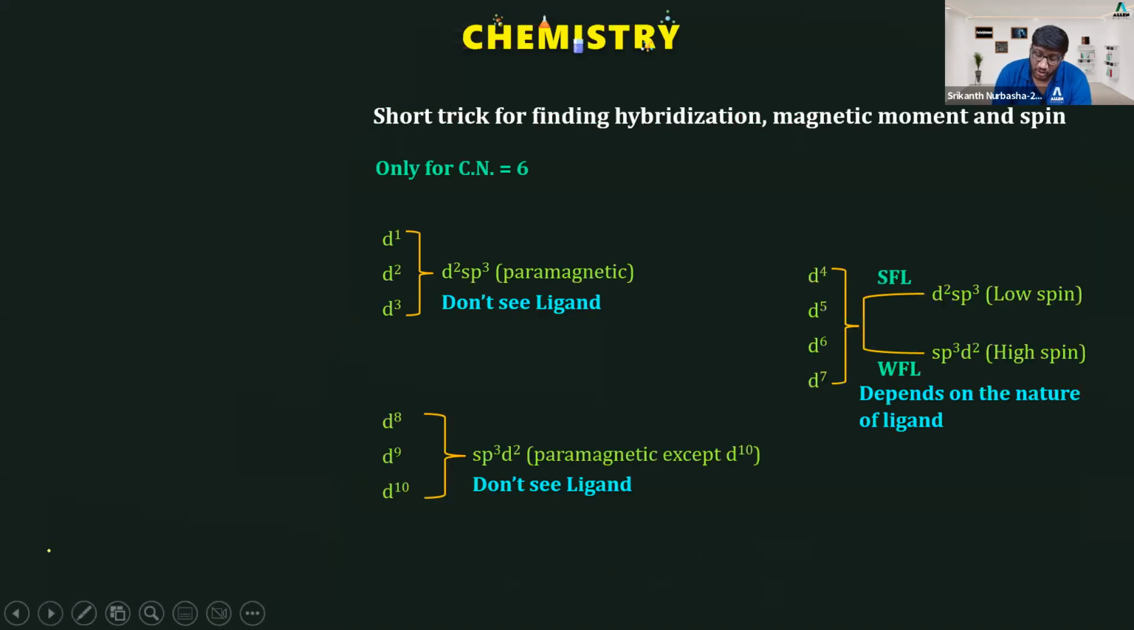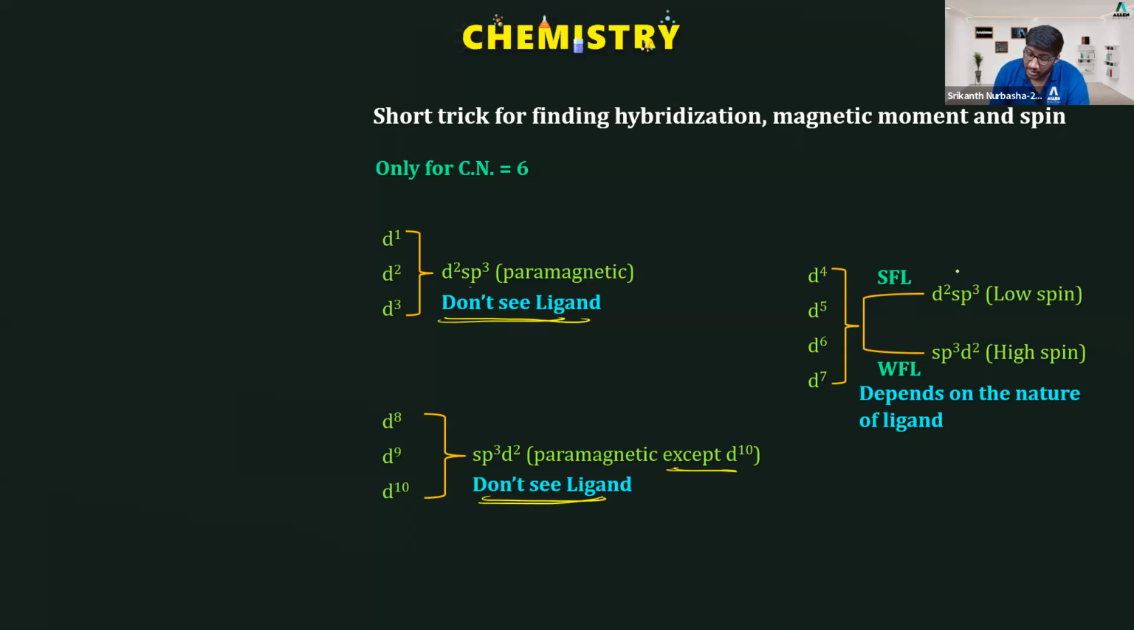This is a short trick for finding hybridization, magnetic moment and spin. For d1, d2, d3, the hybridization is d2sp3 and the complex is paramagnetic. You don't need to see the ligand. For d8, d9, d10, also don't see the ligand: sp3d2, all are paramagnetic except d10. For d4, d5, d6, d7, then you have to look at the ligand.